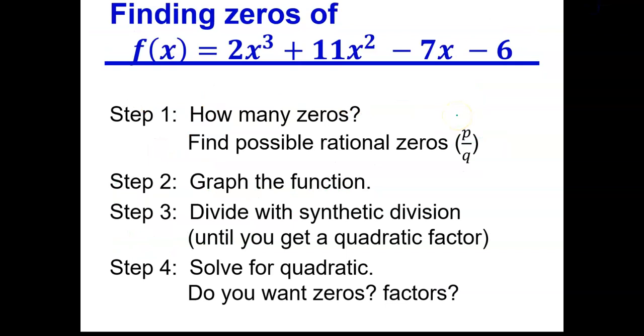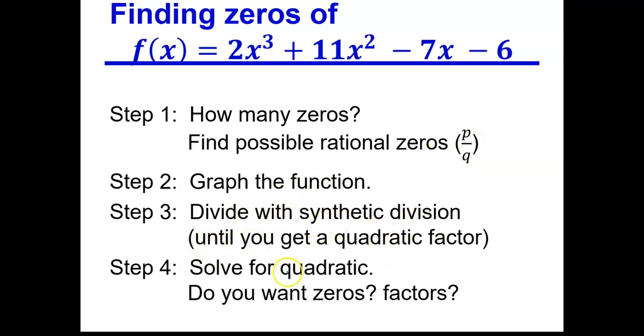All right, let's find zeros then. Finding zeros of a polynomial. When we find zeros, we need to find all the possible rational zeros. Okay, rational zeros. Of course, rational is anything you can write as a fraction like that. And then you can graph it if you want.